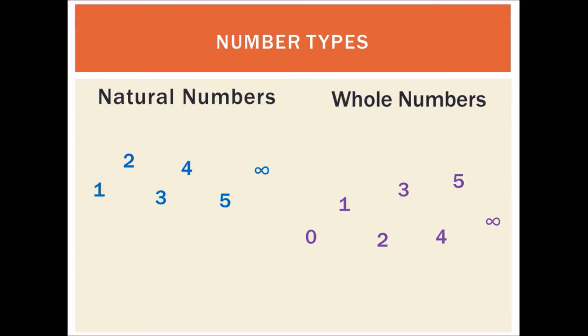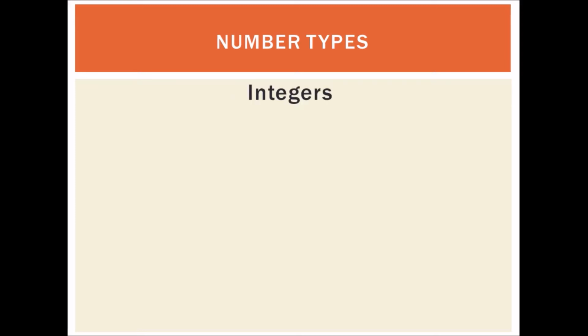The third number type is called integers. Integers are similar to natural numbers and whole numbers, except it also includes negative numbers. So for example, we have -5, -4, -3, -2, -1, and now 0, which was the whole numbers, and then 1, which we started with for the natural numbers, 2, 3, 4, 5, and large numbers, which we're going to call infinity.